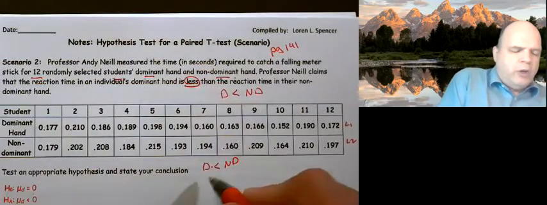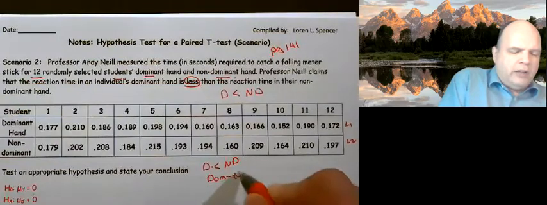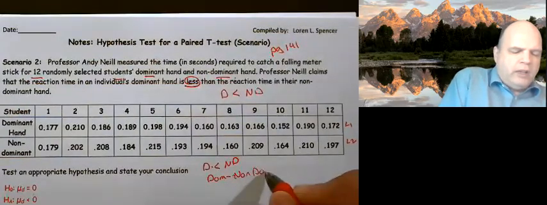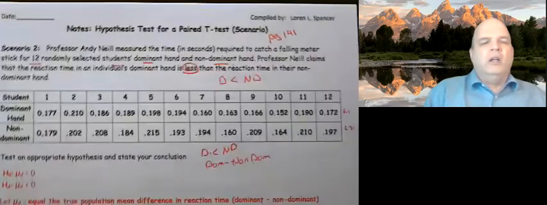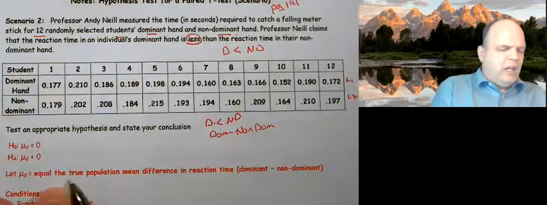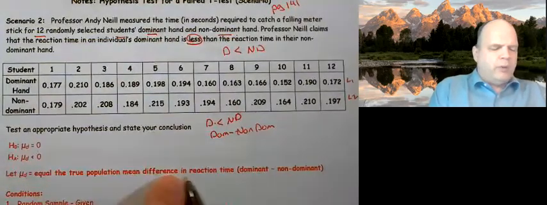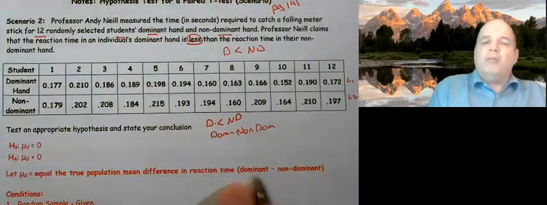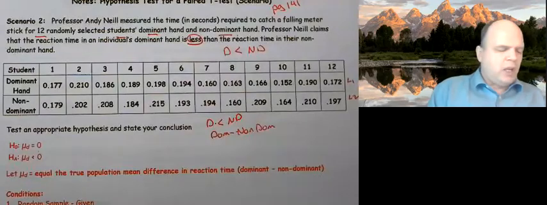Now make sure that when we do our definition that we're going to go dom minus non-dom. And you always have to give what order you went in, all right? Because that's going to change your outcome. So let mu d equal the true population mean difference in reaction time, dominant minus non-dominant.